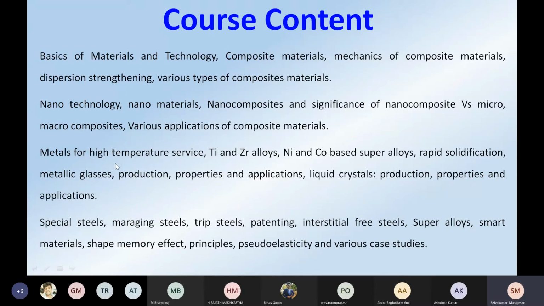And then we'll get into the metal-based smart materials or the engineering materials, like what are the materials being used in high temperature services, etc. And their fabrication process and their properties, etc. Again, the third module will concentrate only on the special steels and then other TRIP steels, etc.